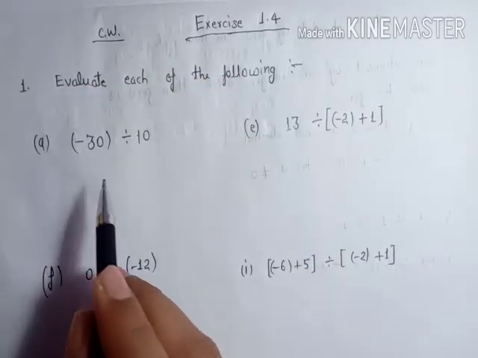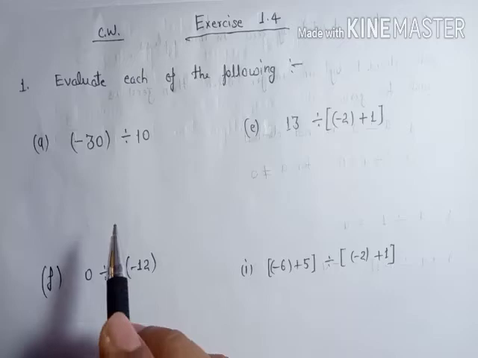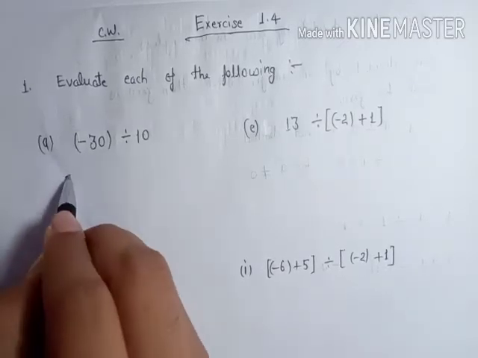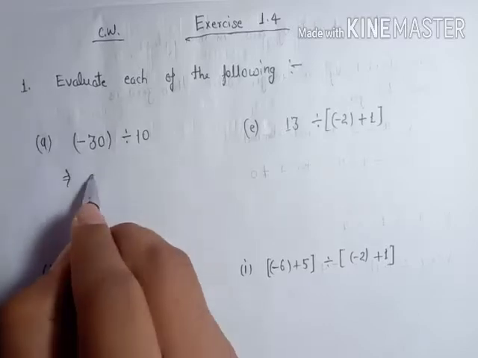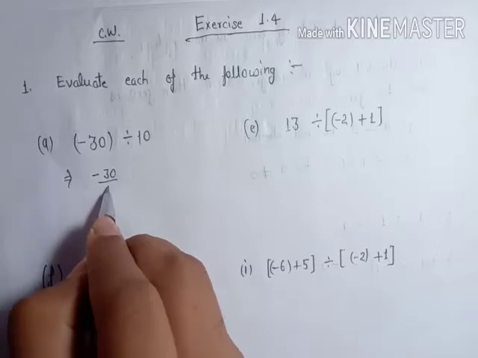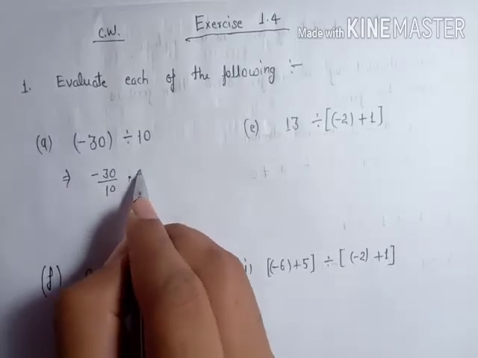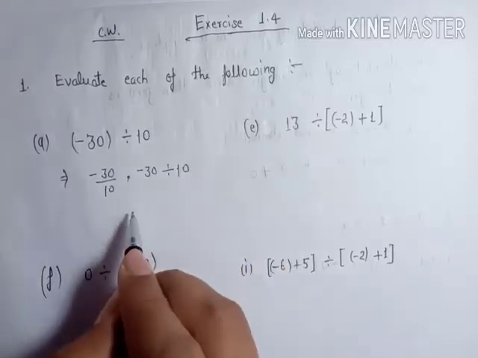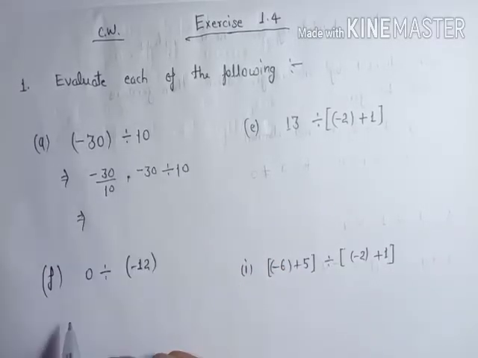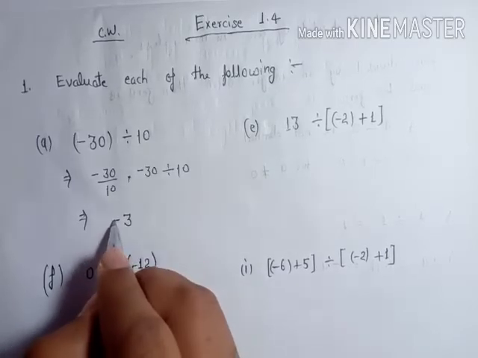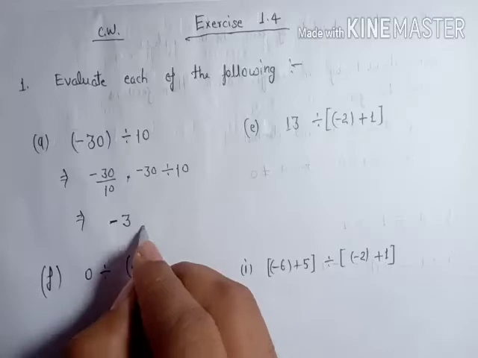Here minus 30 is divided by 10. What happened? A negative integer is divided by a positive integer. In this case, when minus 30 is divided by 10, or you can write it like this, no problem. Write it minus 30 divided by 10. So divide 30 by 10. Your result is 3. And keep the sign negative here. This is your answer.